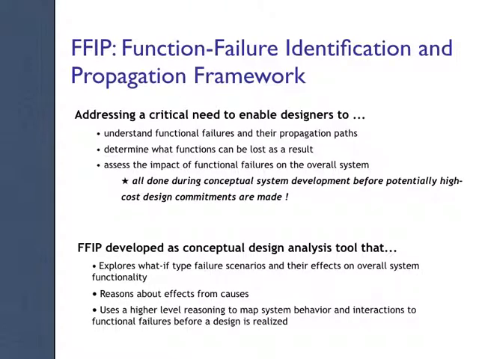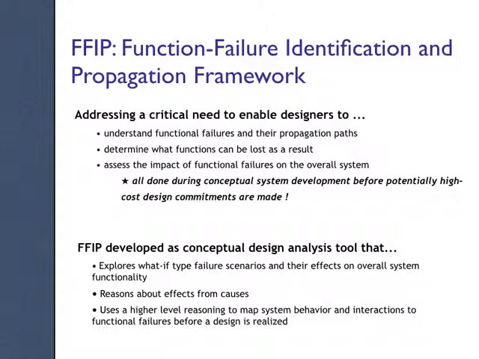Okay, so the method that I'm going to discuss today is called FFIP, or the Function Failure Identification and Propagation Framework. Now this method is used in early design, around the time where we have a functional architecture, so a functional block diagram, and some basic idea of what the physical architecture is. Or if we don't have the actual physical architecture, if we can hint at what we think it is at a high level, that's going to be necessary.